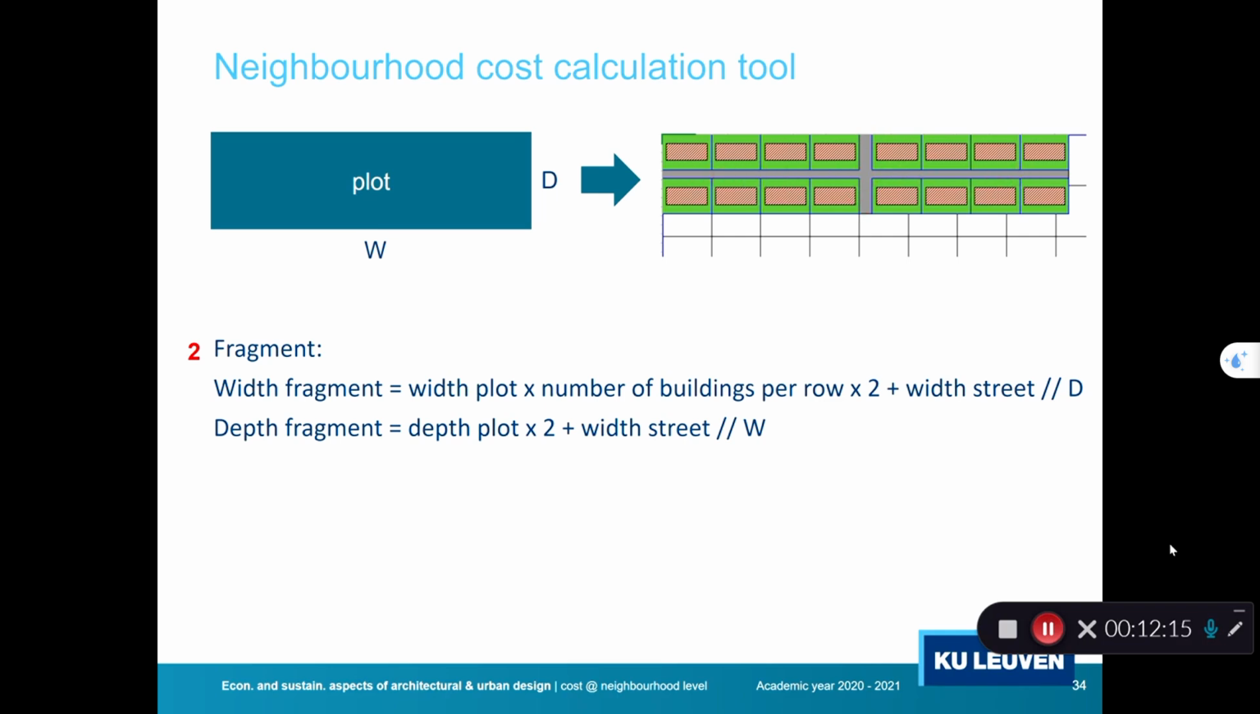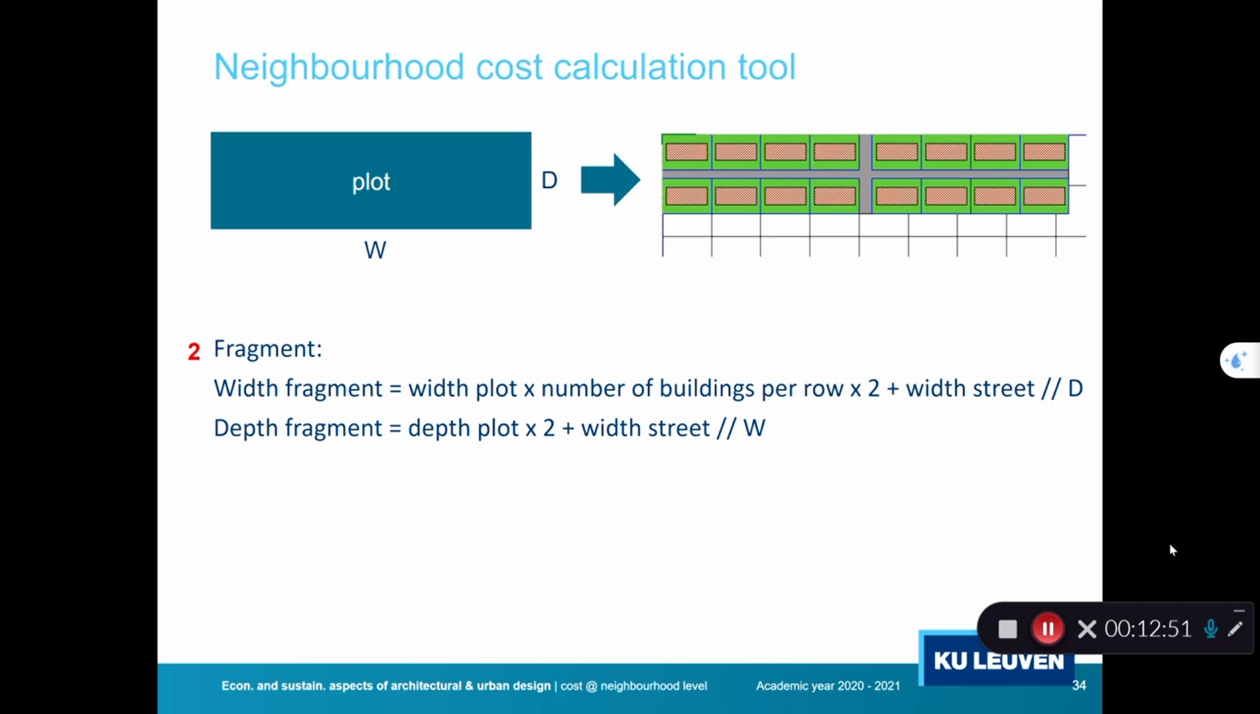If I want to define the width of the fragment, well, I don't need any additional input. You can calculate it from the width of the plot that you already have defined. You multiply that by the number of buildings in one row. You multiply it by 2 because you have 2 sets of these buildings, and you add the width of the street that is parallel to the depth of your plots. By doing that, you calculated the full width, or the full length, of your fragment.